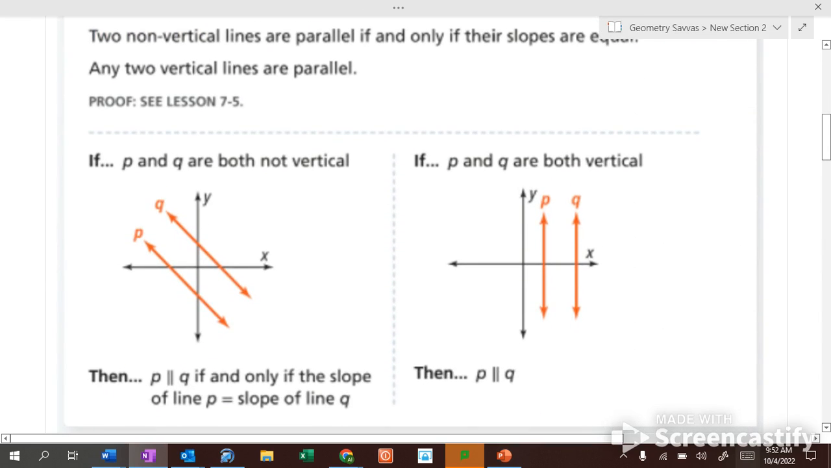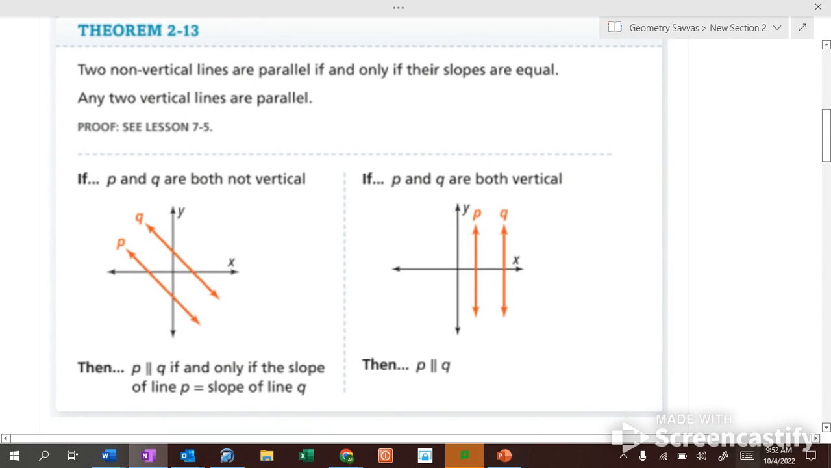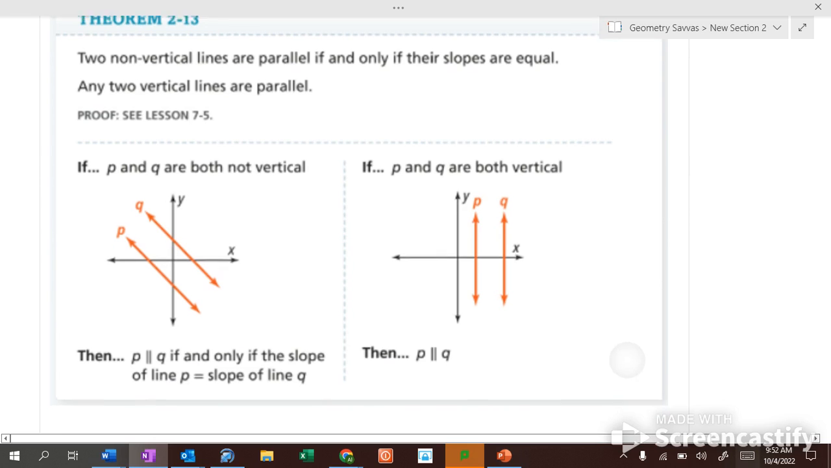Our theorem says two non-vertical lines are parallel if and only if their slopes are equal. So if their slopes are equal, they'll be parallel. If they're parallel, then their slopes will be equal. You can say it either way. If we have two vertical lines, they will be parallel. What's the slope of a vertical line? Undefined. So we can't say it has a slope, which is why they say if we have two vertical lines, then they will be parallel.